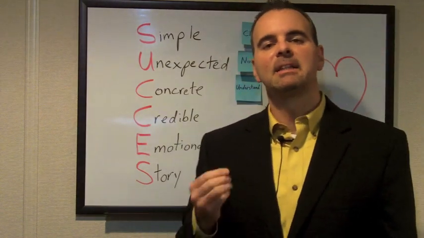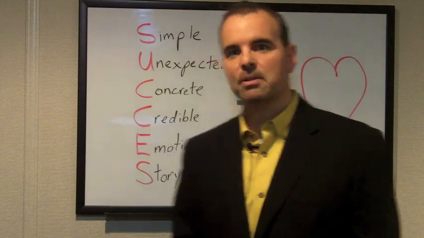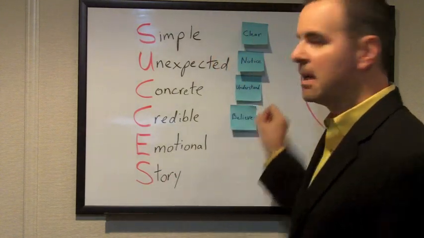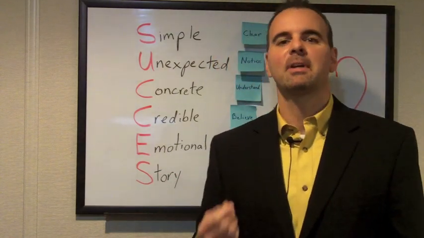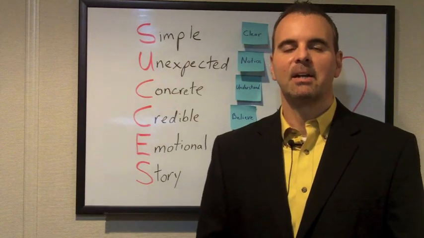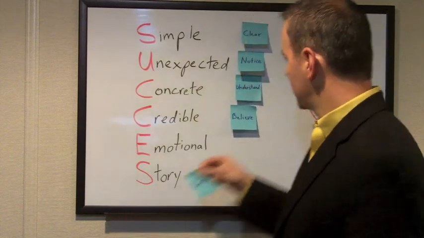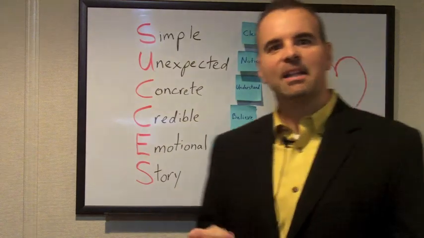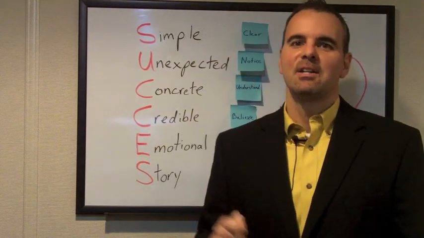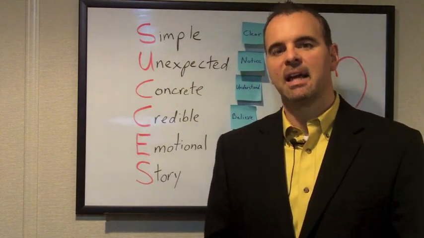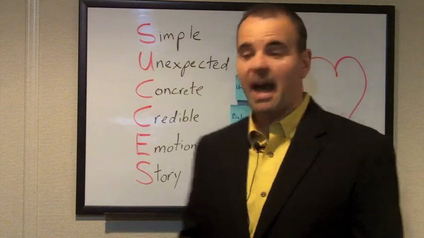Credible is to make people believe your message, such as with a personal testimonial. Emotional is to make people care. One way to do this is by creating empathy for specific individuals. And it should be a real story. Stories provide the inspiration and example that engages people to act.